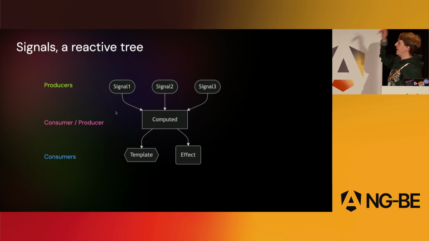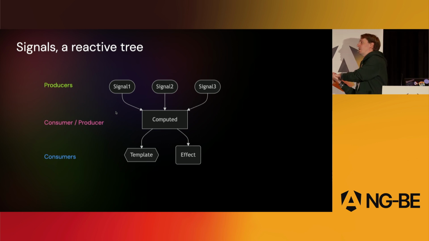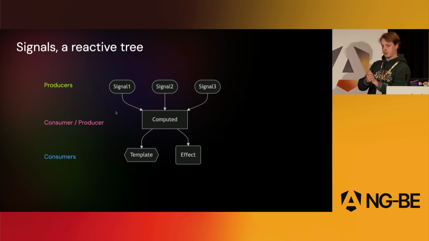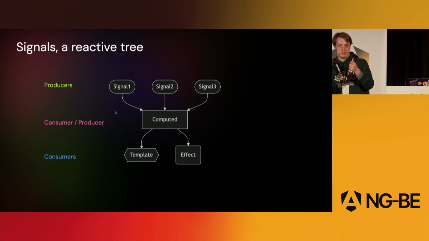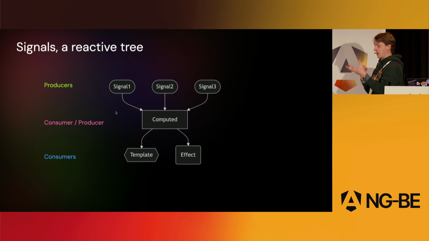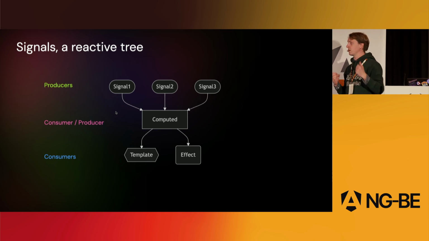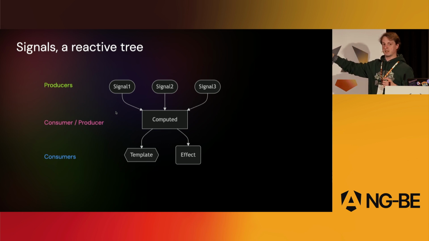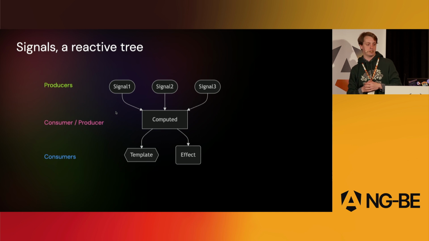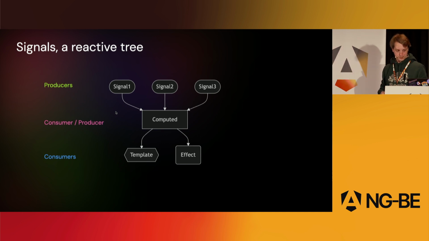So in Angular, we consider 2 types of consumers. We have the template that is listening, so consuming the signals, so it knows when a template is dirty, so something has changed because a signal has changed, or in the case of an effect, which will tell you when a signal has been changed, and you can do some asynchronous task with it. So producers, consumers, with signals.